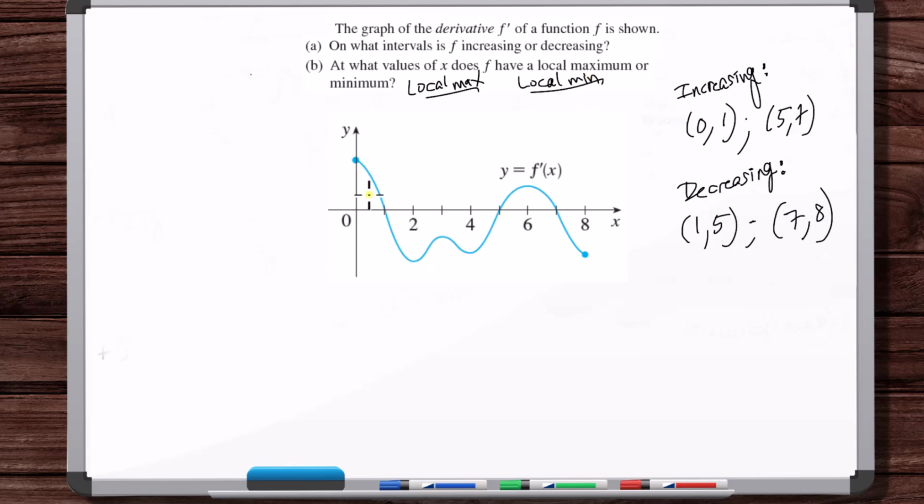If the derivative goes from positive to negative, it's a local max, right? Because you go from increasing to decreasing. So x is equal to 1. And we also go from positive to negative here, so x is equal to 7. If it goes from negative to positive, then it's a local min, right? Negative slope to positive slope, local min.